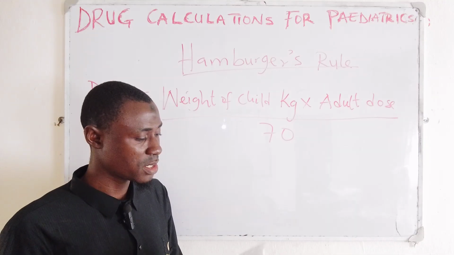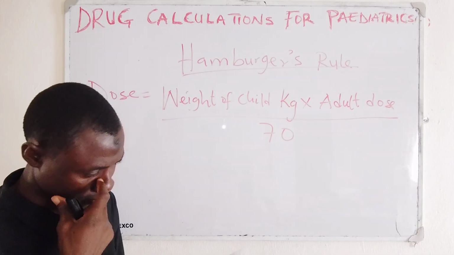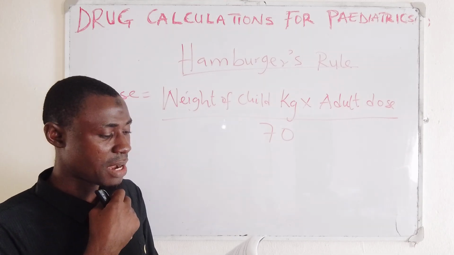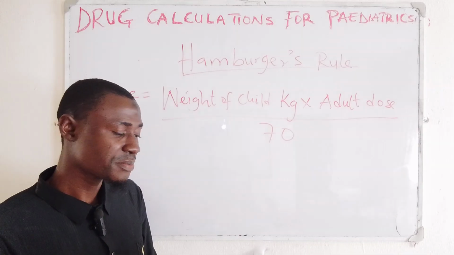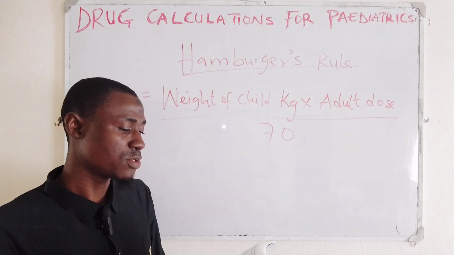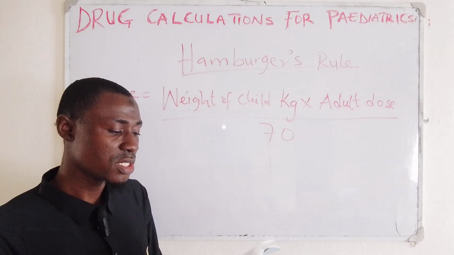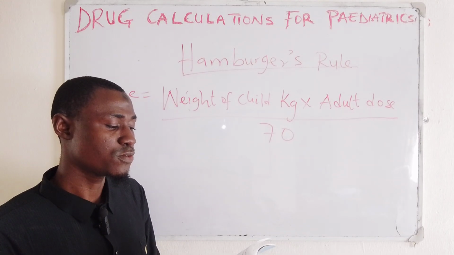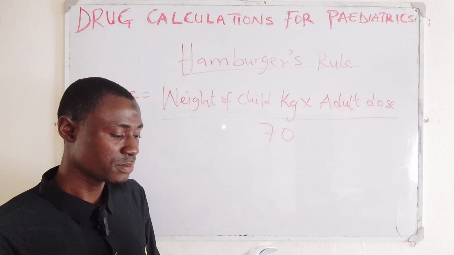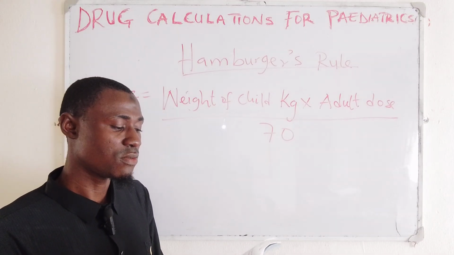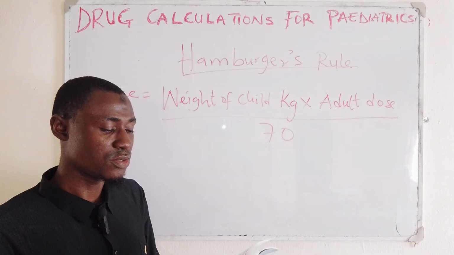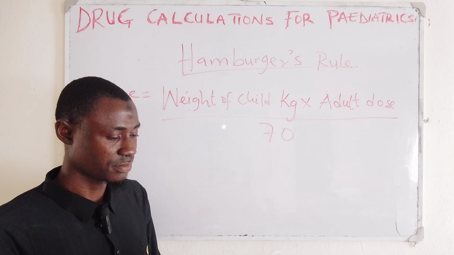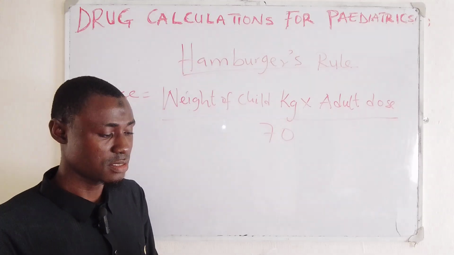Let's take an example. Calculate the amount of diazepam injection you will administer to a child of 20 kg with febrile convulsion when the adult dose is 2 ml.